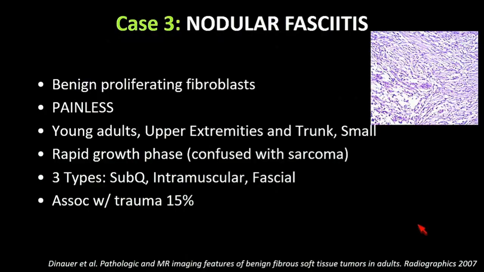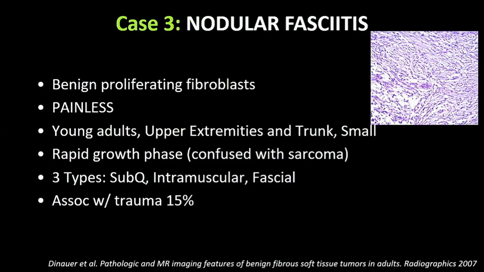lesion. So nodular fasciitis is a benign proliferating fibroblastic lesion. It's usually painless in young adults in the upper extremities, as we saw in the elbow in this patient. It can also be seen in the trunk, and they're usually fairly small. The issue is that they have a fairly rapid growth phase, so they can be confused with sarcoma if you aren't in the know of what this is. And these are the typical spindle cells that we see under pathology for these cases. You can see them in sub-Q tissue. They can be intramuscular or fascial, and the one that I showed you is quite characteristic.